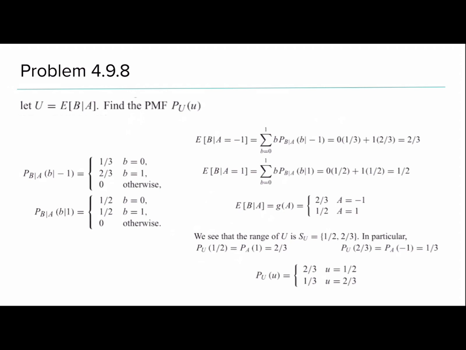So essentially the probability that U is equal to 2 by 3 is the same as the probability that A is equal to minus 1, which as given in the previous question is 1 by 3. And the probability that U is equal to half is the same as the probability that A is equal to 1, which as given in the previous question is basically 2 by 3. So here we have found the PMF of U, which is 2 by 3 for U is equal to half, and 1 by 3 for U is equal to 2 by 3.